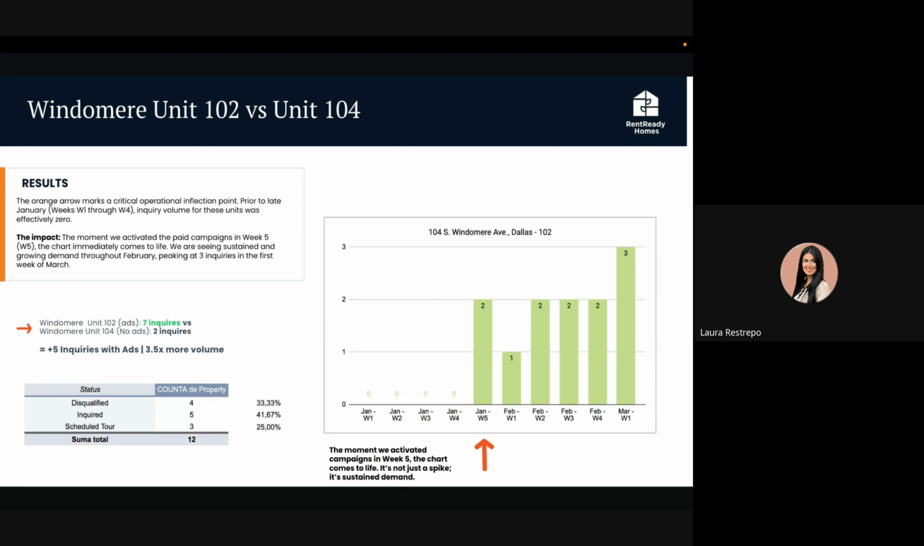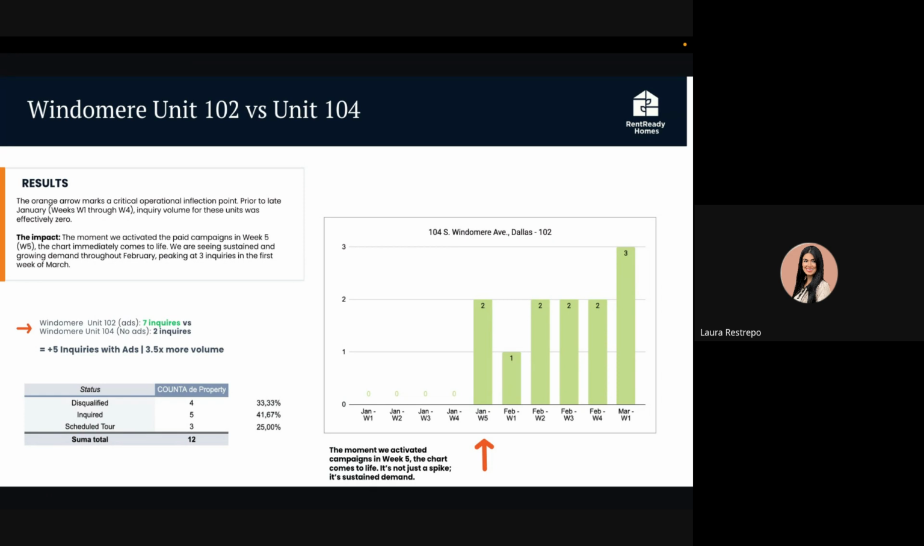So after these 7 inquiries, we have 4, which is 30% of the leads, that are disqualified. We don't have deeper info on why. We have 5 inquiries that represent 41% of the chart, and we have 3 scheduled tours. So basically, we don't know why we have 41% and we didn't contact them, or what happened after that. We need to talk with the team.